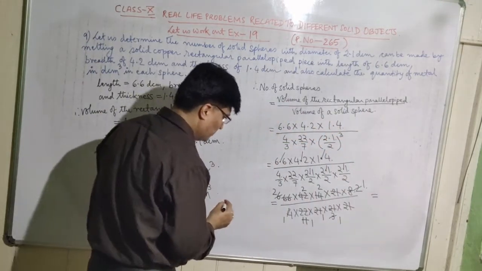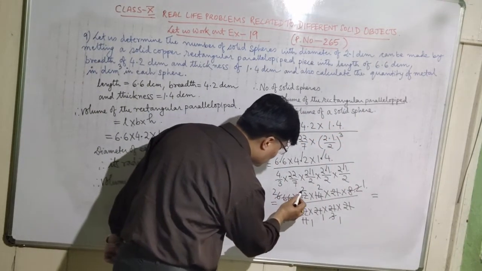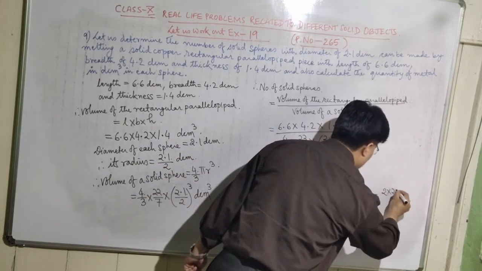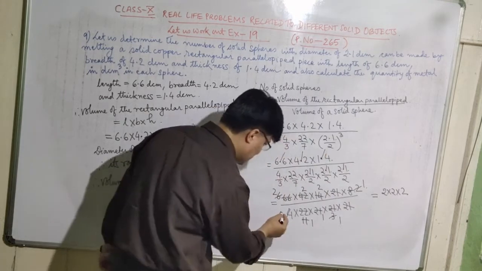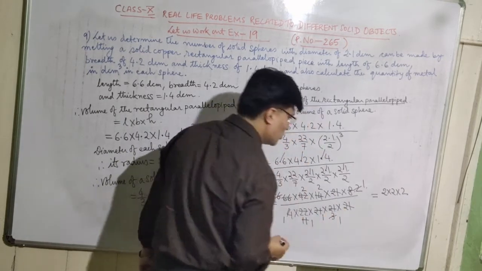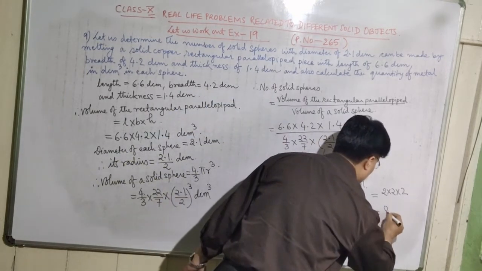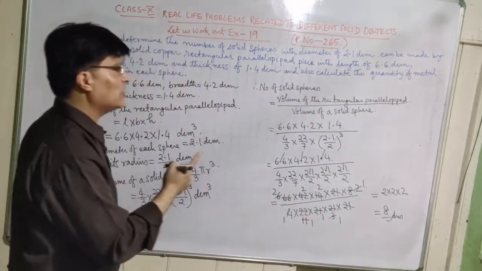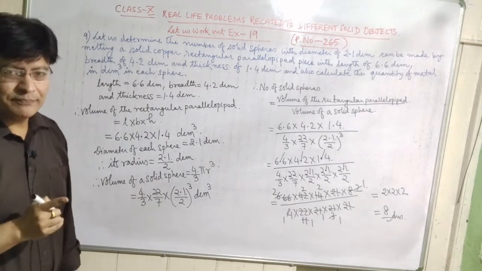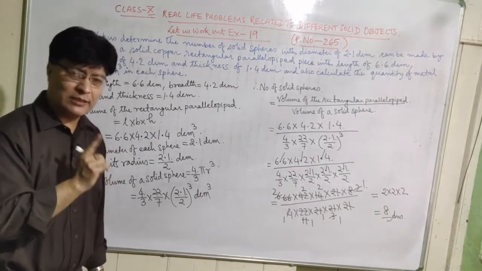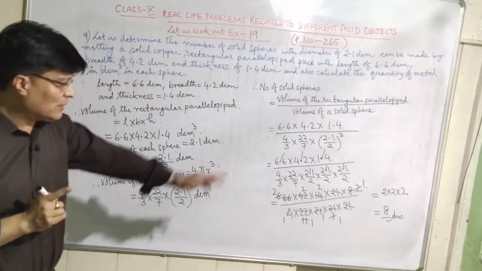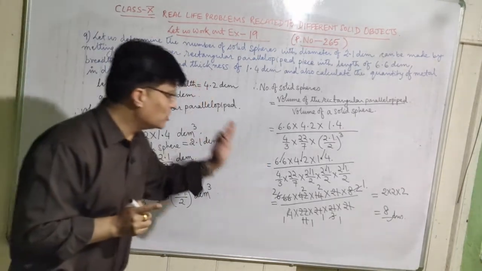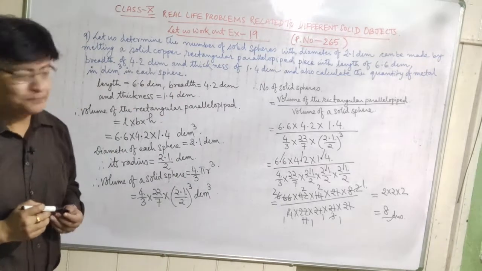Which is equal to 2 into 2 into 2 only, and in the denominator all are 1 out here. So which is equal to 8. So how many solid spheres can be made from the solid rectangular parallelepiped? It is 8 spheres that can be made. So this is the final answer.